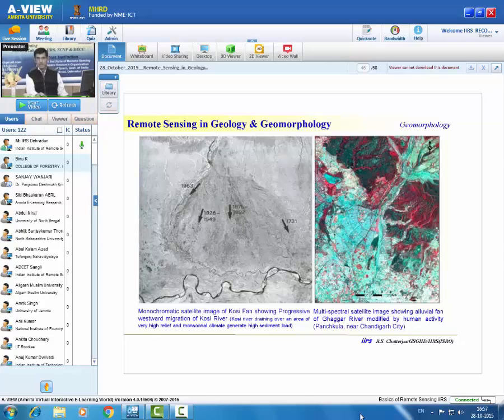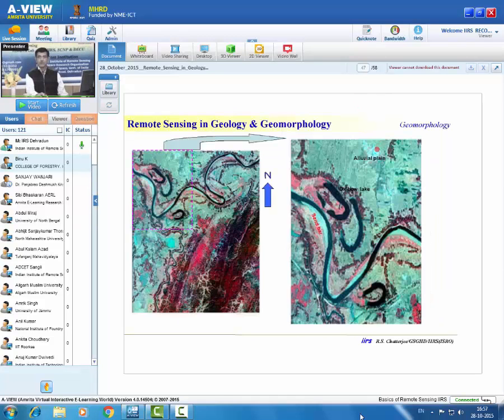But you can see even this area has been so much modified by land use practices. All are settlements now. The entire fan has been modified by the settlements. But even then, from the satellite image, we can very clearly identify this fan. And in this case, you can see the migration of the streams. Initially, the stream was somewhere here. Then the stream migrated here. Then it is here. Again, it has migrated now. So this is what is happening for the Kosi river.